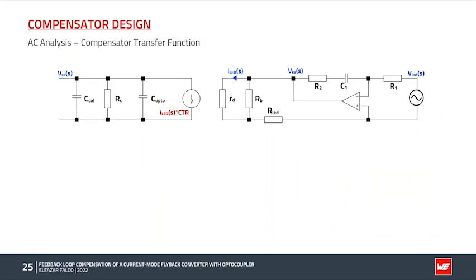For the compensator design, we need the equivalent AC circuit model from the output of the converter to the output of the compensator circuit. The TL431 here is replaced by an error amplifier, with the output being taken as the cathode voltage of the device. We also see this resistor RD. This is simply the dynamic resistance of the optocoupler LED. It should be much lower than RB, but it is included here for completeness.